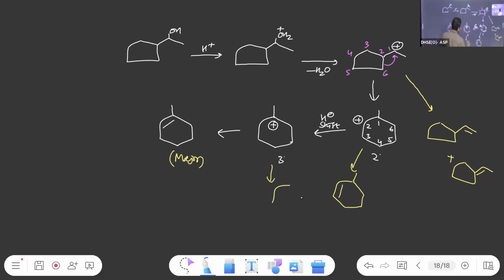So from this carbocation, this is an alkene. So how many possible alkenes are there? Now 1, 2, 3, 4, 5. But the major product is this, which we call the Saytzeff rule. So quickly note down. After discussing the methods, we'll wind up the class.